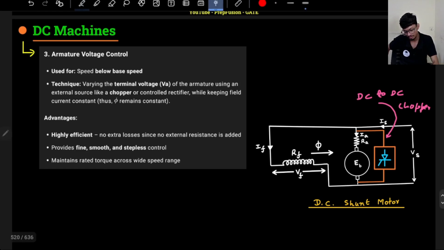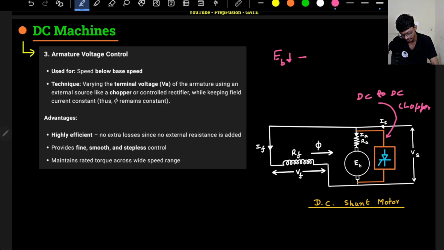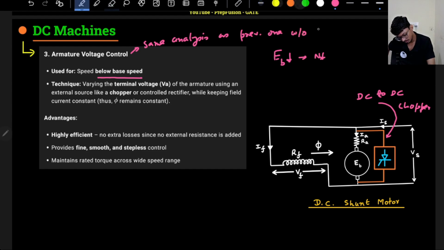Remember, we cannot go beyond the rated voltage of the armature. So I cannot increase the voltage across the armature. I can only decrease the voltage across the armature. That means EB will only go down. If EB only goes down, speed also only goes down. That's why this method of control is known as base speed control. Okay, so the analysis is the same as the previous one, without R external.